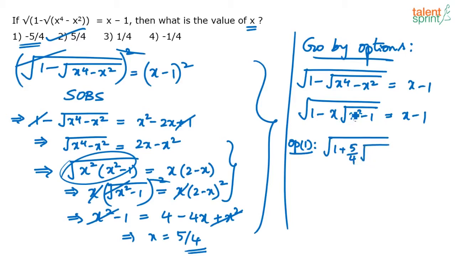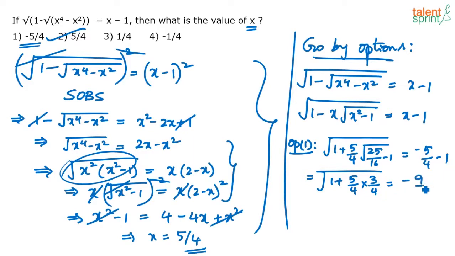And this is square root of 5 by 4 whole square, which is 25 by 16, minus 1, equals minus 5 by 4 minus 1. Minus 5 by 4 minus 1. Just check. So root over 25 by 16 minus 1 is 9 by 16. 9 by 16 is 3 by 4. So this will be root over 1 plus 5 by 4 into 3 by 4. And on the right hand side, we have minus of 9 by 4.